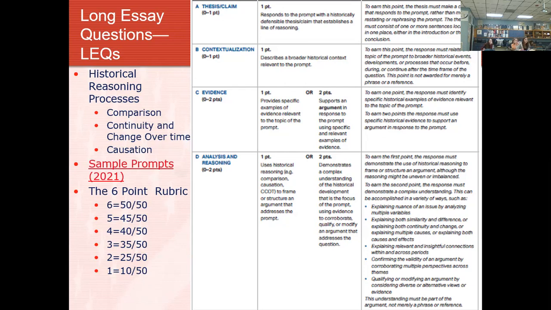First of all, it demonstrates a complex understanding of a historical development. By the way, you will always have a rubric when you're doing an essay. You have it in front of you, or it'll be online. It demonstrates a complex understanding of the historical development that is the focus of the prompt, using evidence to corroborate, qualify, or modify an argument that addresses the question. So real quick, evidence to corroborate. What does that mean? It's a big word. Anyone want to take a guess?